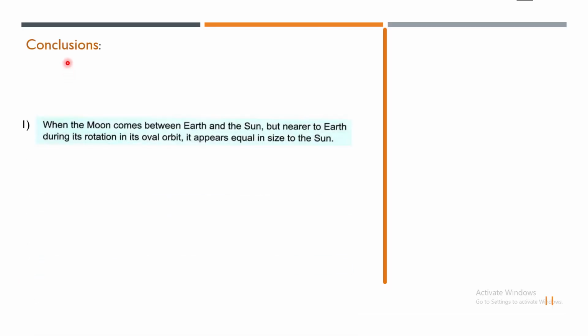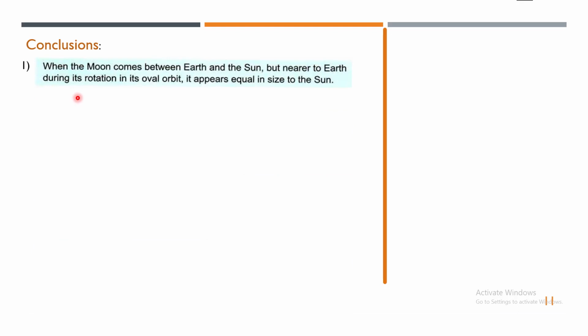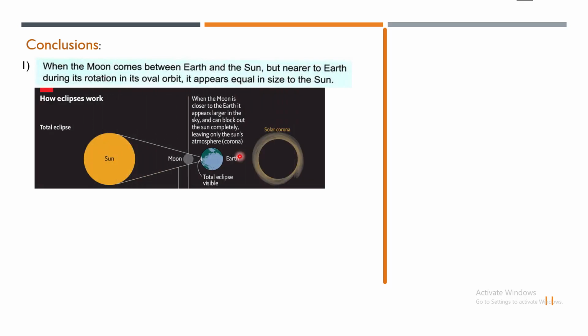So we want to draw some conclusions. First, when the moon comes between the Earth and the Sun, but nearer to the Earth, which is the first case, remember? During its rotation in its oval orbit, it appears equal in size to the Sun, so it blocks the Sun completely, as we see here. We see a total eclipse, so we can't see the Sun from the umbra. We see the Sun like this part here.